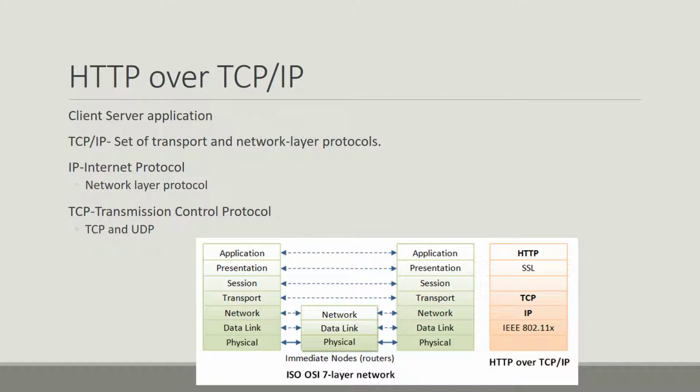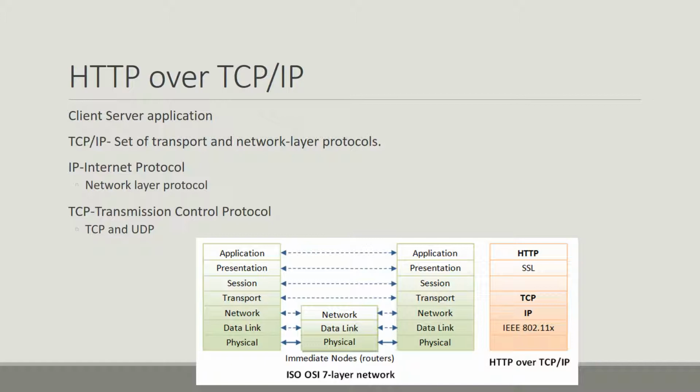TCP/IP, where TCP stands for Transmission Control Protocol and IP for Internet Protocol, is just a set of transport and network layer protocols for machines to communicate with each other. The IP protocol is a network layer protocol, as you know. It deals with network addressing and routing. In an IP network, each machine has an assigned IP address, and the IP software is responsible for routing the messages from the source IP to the destination IP.